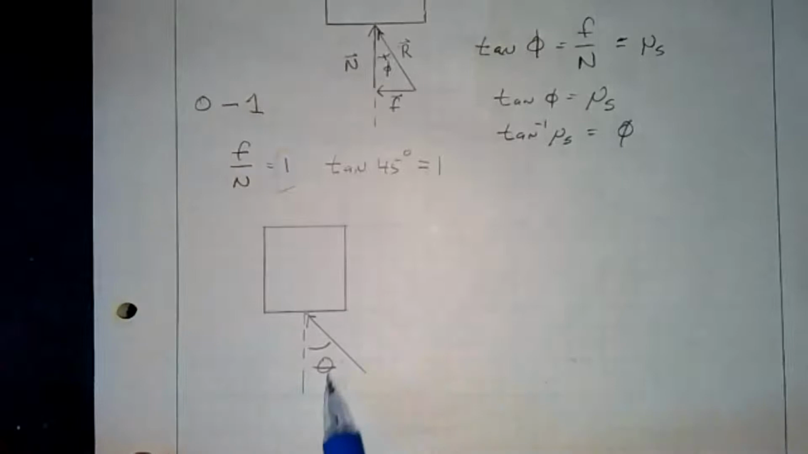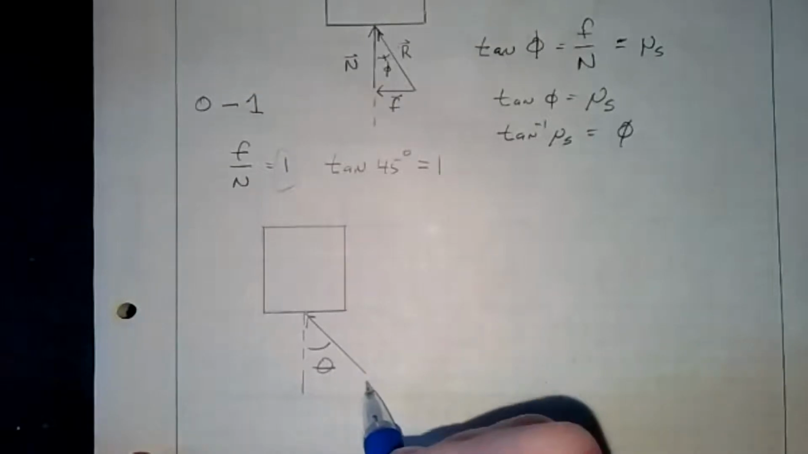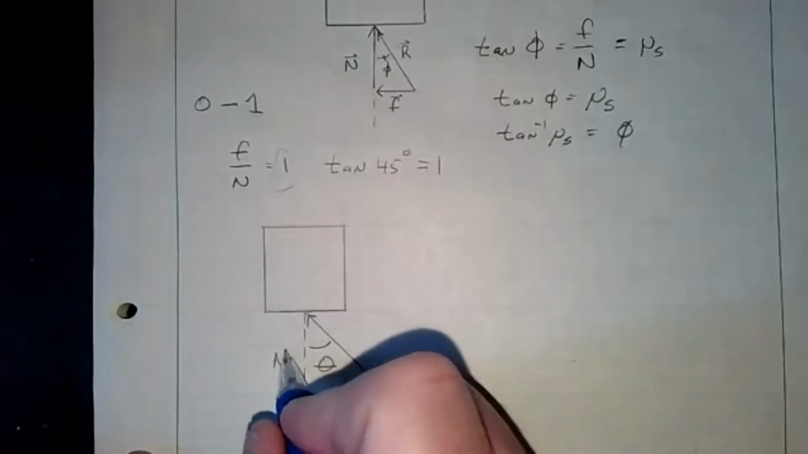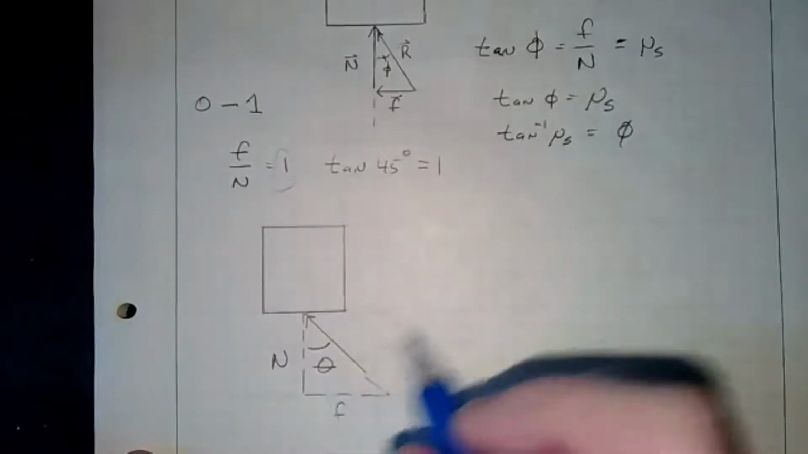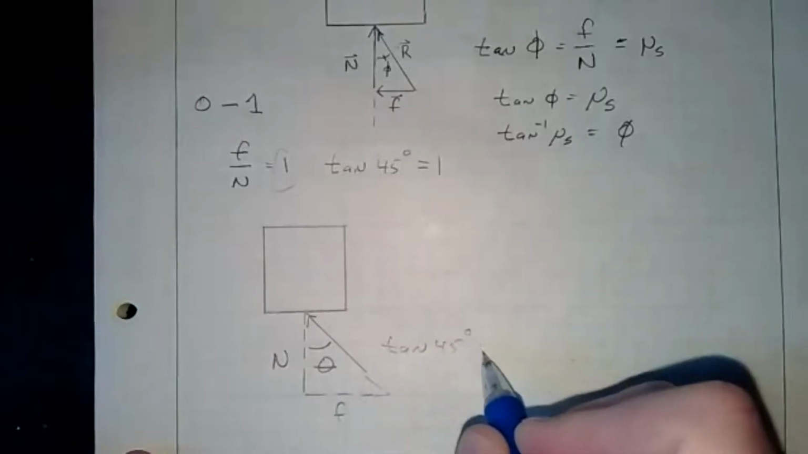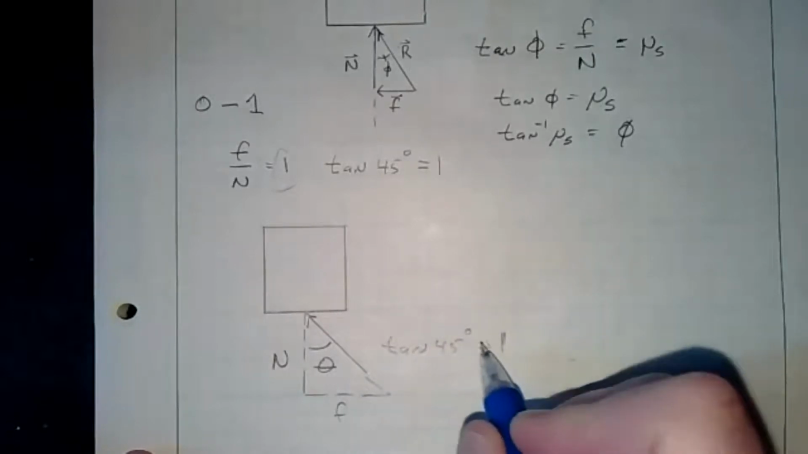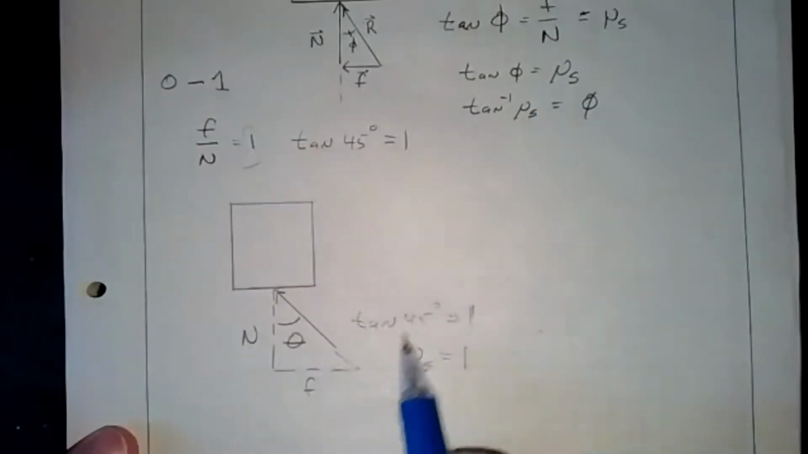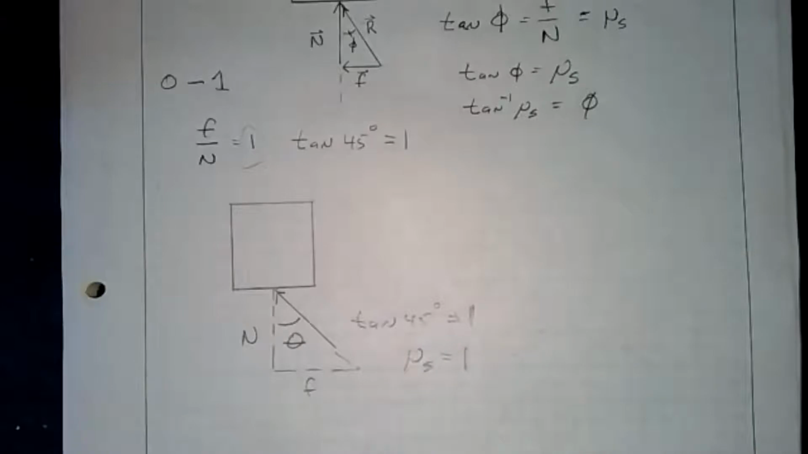And so we can think of it as, if we were to draw this at 45, just like this, that's friction, that's normal, and that's 45, then tangent 45 is 1. Or if mu static equals 1, then we get 45 degrees. All right, so I don't want to belabor the point, but that is the concept.